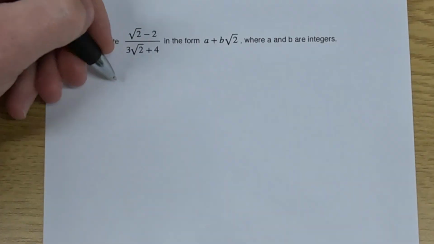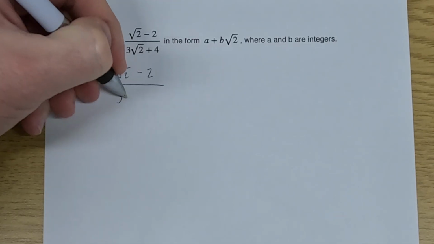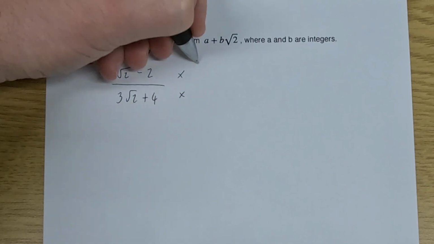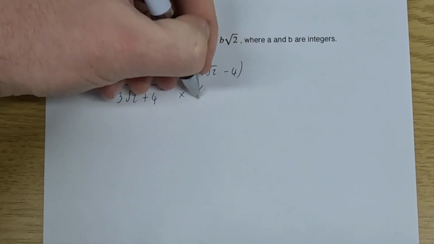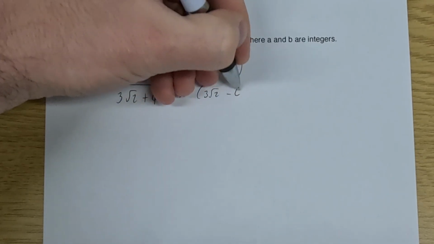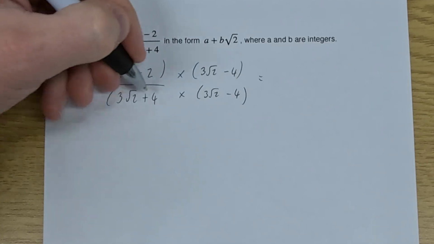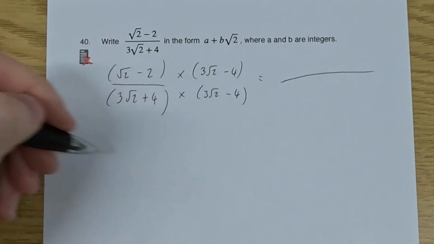So let's do that. In terms of the numerator, we've got root 2 subtract 2, and we've got our denominator, 3 root 2 plus 4, and we're going to multiply both the numerator and denominator by the conjugate of this, so it's going to be 3 root 2 minus 4 and 3 root 2 minus 4. Okay, so let's do that. Let's put them in brackets and see what we get. I'm going to write the answer up here, but I'm going to do the expansions down here.